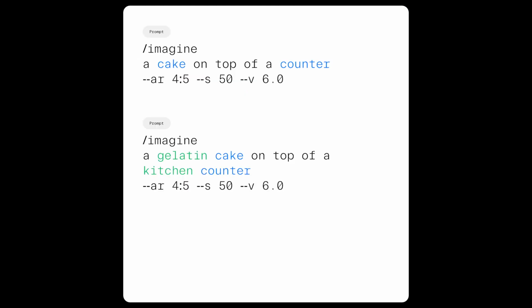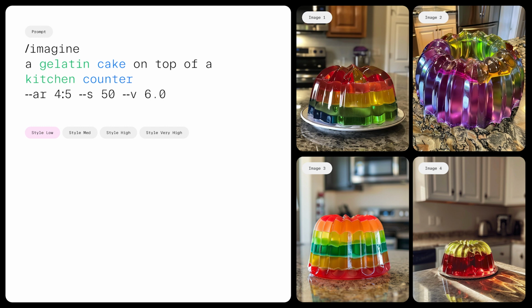Because we're talking about language, the more detail and the more vocabulary we add to our prompt, the more control we have to the final result. So right now we're just working with a cake on top of a counter, but we haven't really specified what type of cake we're talking about. So let's say a gelatin cake. Also the counter, we haven't specified anything about the counter. Let's say it's in a kitchen. Now what we have here, it's a very specific jello cake or gelatin cake in a kitchen, on the top of a kitchen counter.